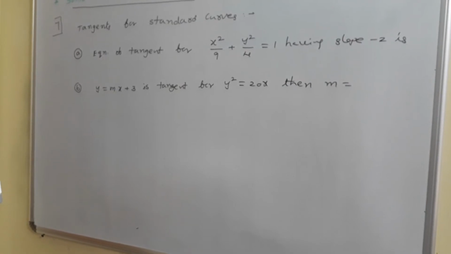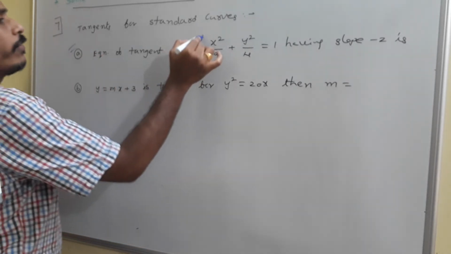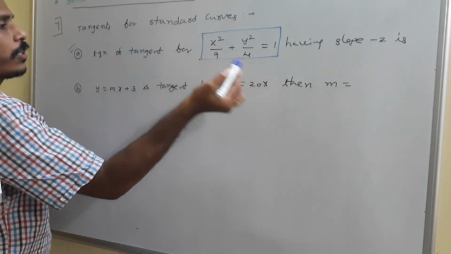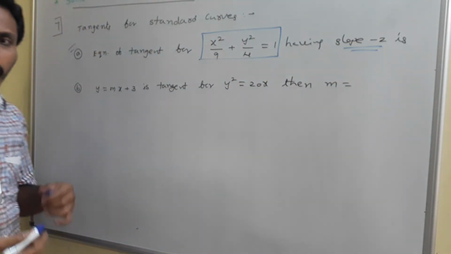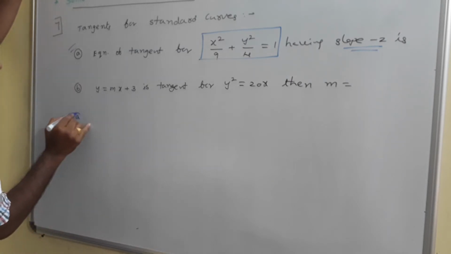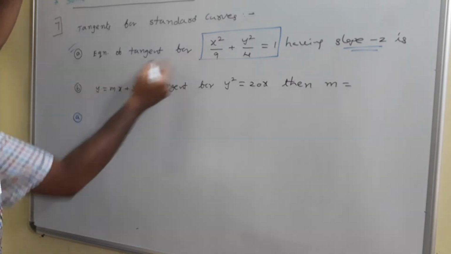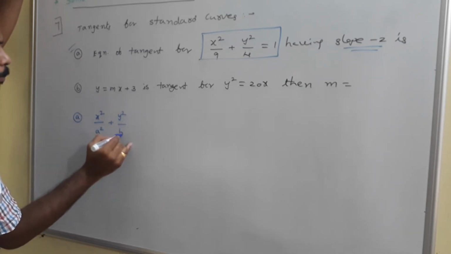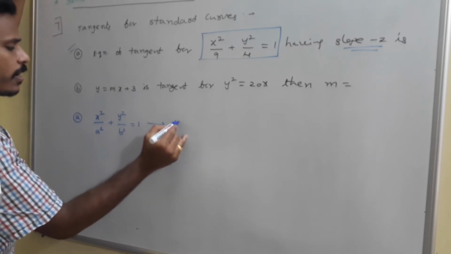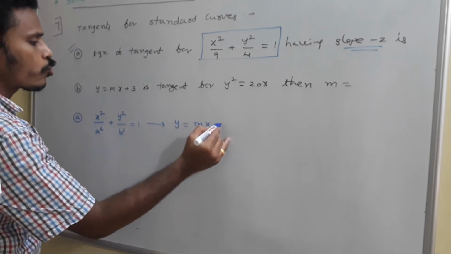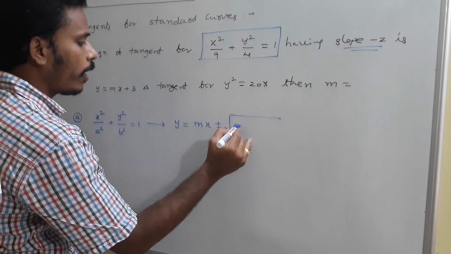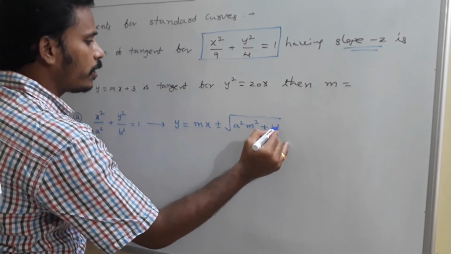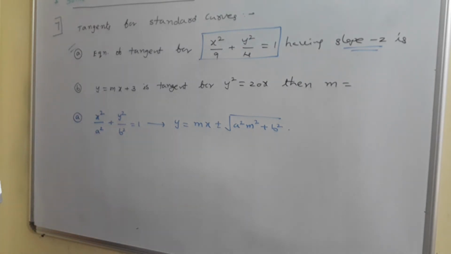Two simple problems related to the tangent conditions of standard curves. Okay. You just have a look at the first problem. See, equation of tangent for x square by 9 plus y square by 4 is equals to 1 having slope minus 2. And we need to mention the tangent, okay? So as we discussed, for this x square by a square plus y square by b square is equals to 1, the general tangent equation is y is equals to mx plus or minus root of a square m square plus b square. Okay, we discussed it as a general tangent for that.